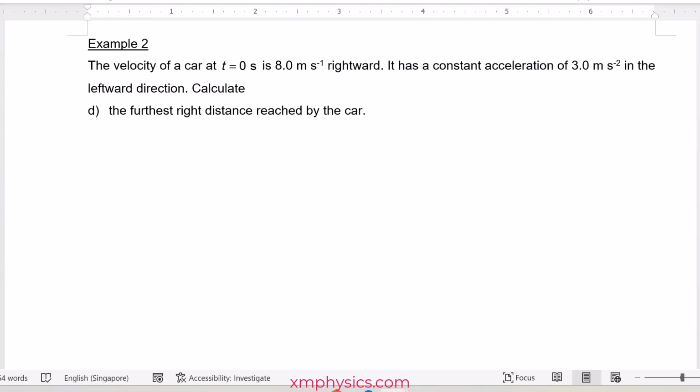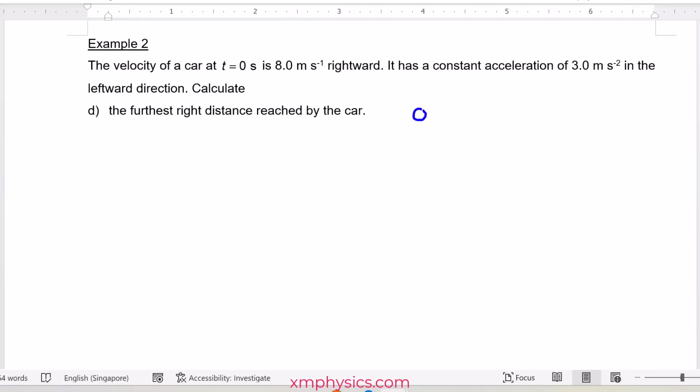Okay, just one final one. This time round, we want the furthest distance reached by the car. Now in the previous part, we have already calculated the time instant when it's at the furthest right. So one way is to use that answer, use the s-t equation and solve. But let's say we haven't done that calculation and we want to solve for this one in just one equation. How would you do it?